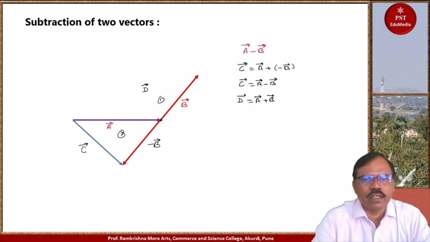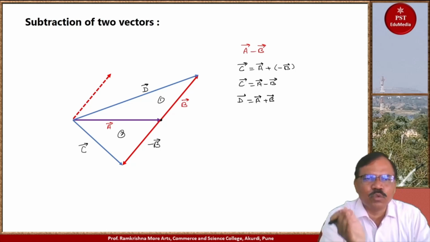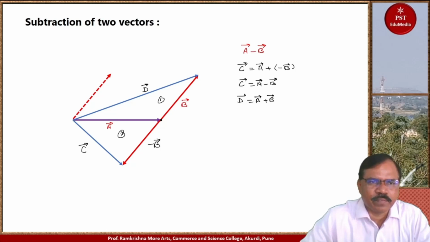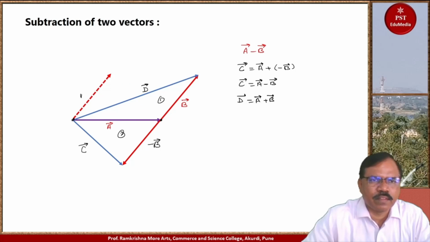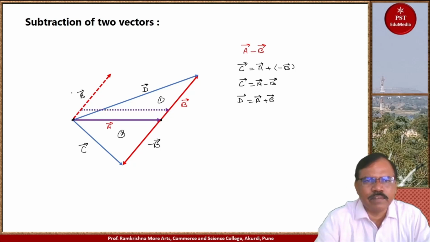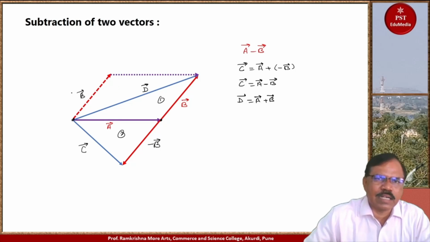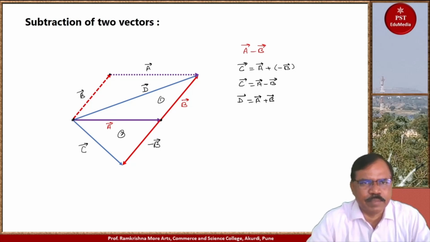Now see, let us take a vector parallel to B and start from the tail of A. So this is vector B because its magnitude is equal to B and it is parallel to B. Now let us take a vector parallel to A and start from the tip of A or end point of B. So this is vector A. So this is a parallelogram of two vectors A and B, and D is the resultant, and we know we can find the resultant of these two.